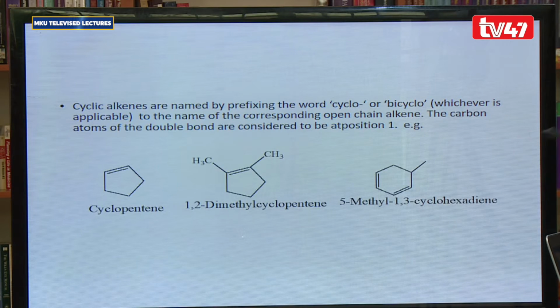Now, we can also have cyclic alkenes, and we consider the position of the double bond as the first position. In this case, this one becomes a cyclopentene. And if it has only 1 double bond, you don't need to indicate 1, because it will always be in position 1.